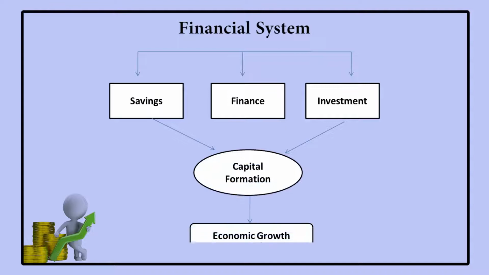capital formation. From this chart we can say that savings, finance and investment are the main parts of the financial system, and from these three areas we can create capital formation, which will help investment by different companies, and automatically bring economic growth of the country. And this is the interrelation between the financial system and economic development.